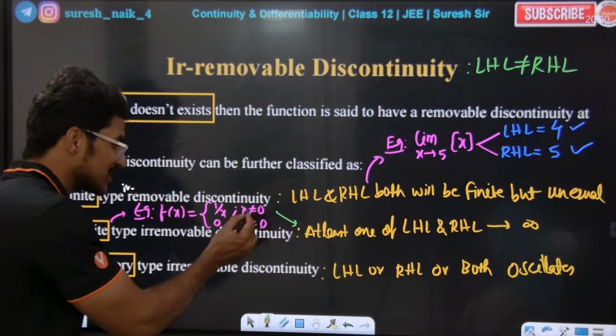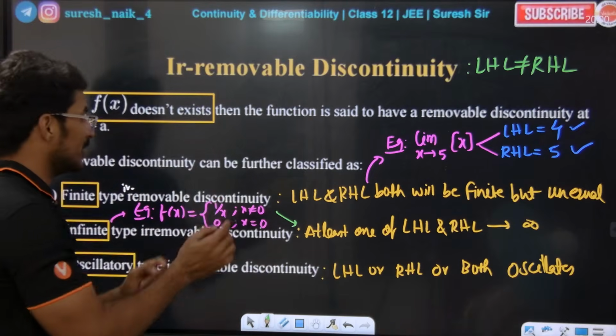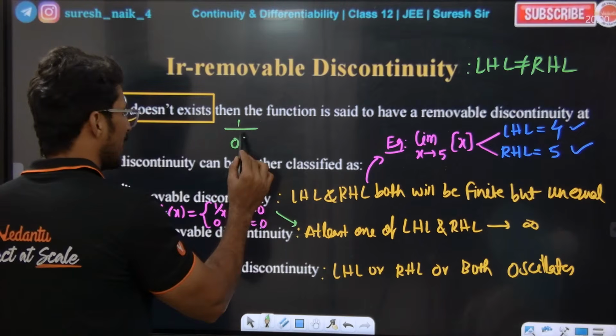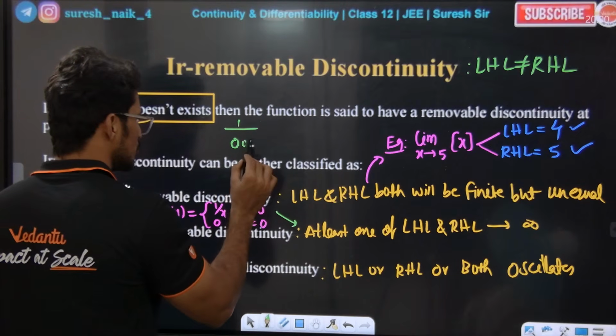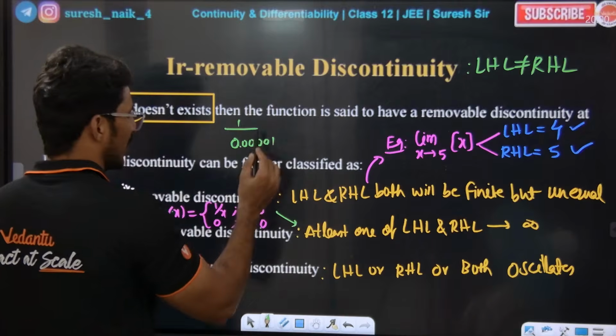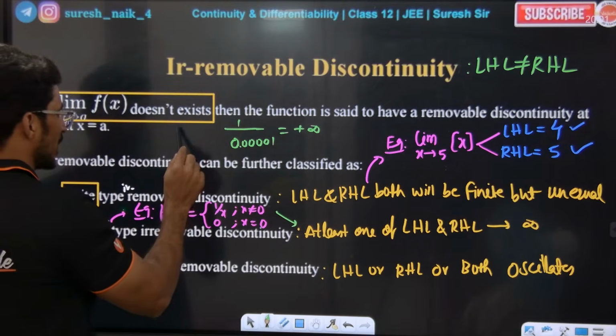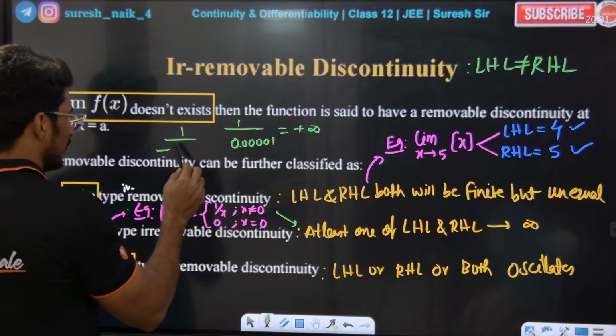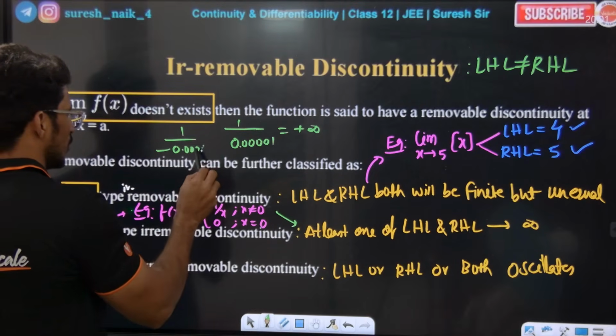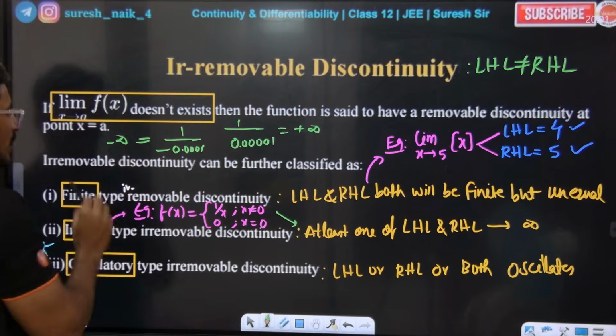Guys, when x is not equal to 0, take a value just to the right side of 0, like 1 by 0.0000001. This will be tending towards what? Plus infinity. Are you getting the point? Now take a value just to the left side of 0, minus 0.00001. This will be tending towards what? Minus infinity.